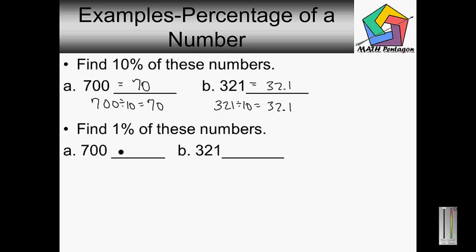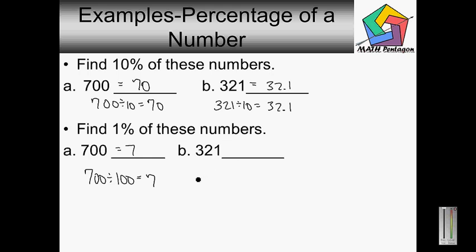Okay, let's now find 1% of these numbers, and the rule to finding 1% of a number is you have to divide by 100. So we're going to divide 700 divided by 100, which is going to give us 7. So our final answer to this would be 7. So finding 1% of 700 equals 7.